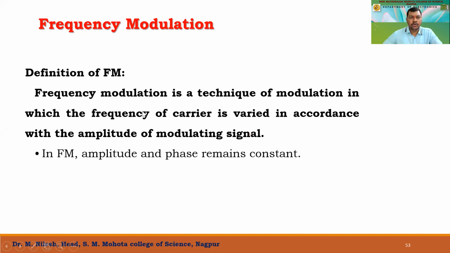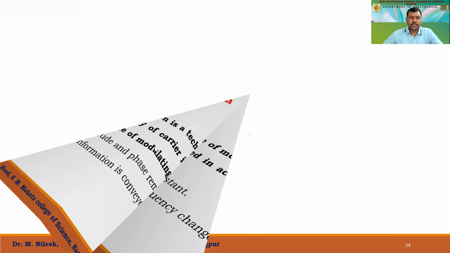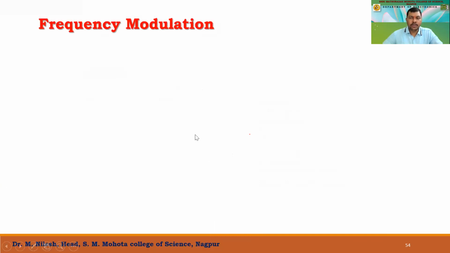In amplitude modulation, we have learned that the amplitude of the carrier wave is varied in accordance with the amplitude of the modulating signal, keeping phase and frequency constant. The same definition is repeated over here, just with some change of words. The information is conveyed via frequency changes. So this is the main job of frequency modulation.